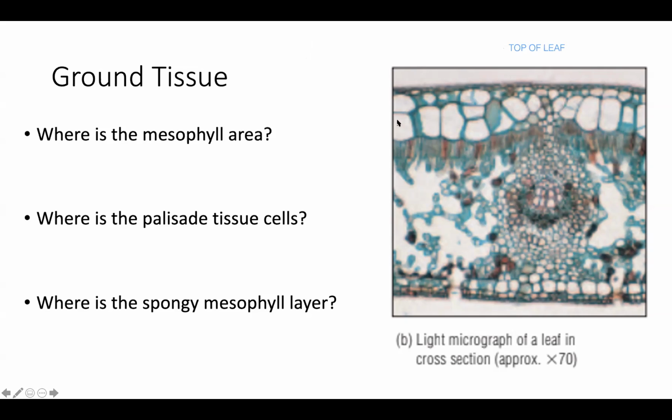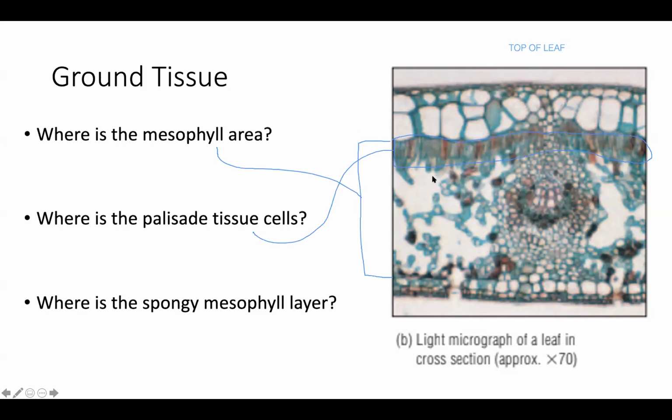So up here we have our epidermis, excuse me, our lower epidermis. We have stoma and guard cells here. So we're going to have our palisade tissue cells packed really tightly up here. Okay, so the mesophyll area is just the area between the epidermis. So this is going to be our mesophyll area. Palisade tissue cells are going to be right near the leaf surface to maximize photosynthesis.